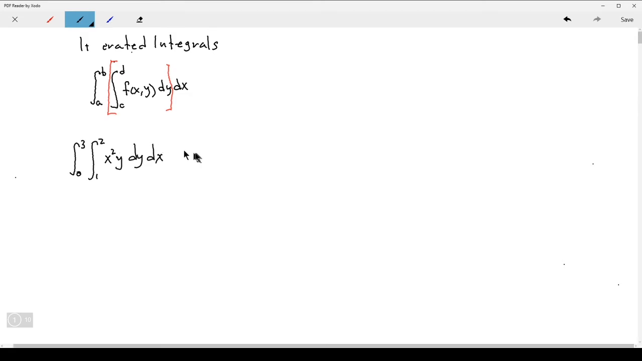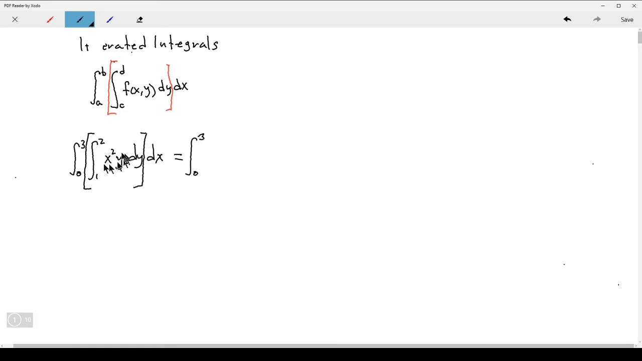All right, so hopefully at this point you've had enough practice with partial derivatives that you're kind of used to that concept. When we look at this, we always work from the inside out. So I have to evaluate this inside integral here, the integral from 1 to 2 of x squared y dy. So I'm integrating this with respect to y, so x is a constant. I'm going to carry this along with me.